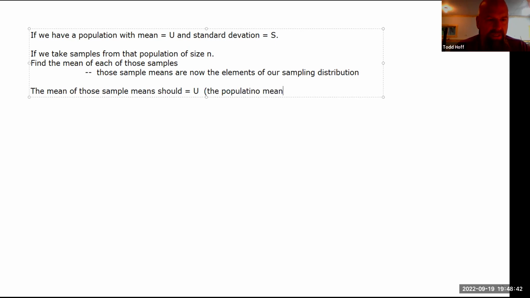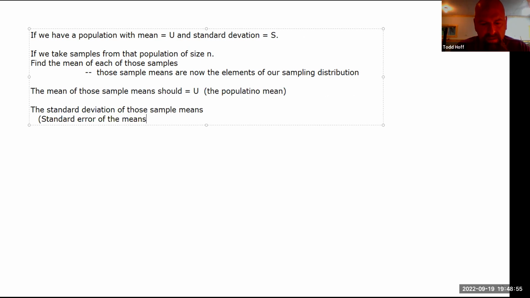The standard deviation of those sample means, often referred to as the standard error of the means, should be equal to S, the standard deviation of the population, divided by the square root of the sample size. The bigger the sample is, the less variation there will be in the sample means. So let me repeat that. The larger the sample is, the less the sample means will vary. The smaller the sample is, the more they will vary.